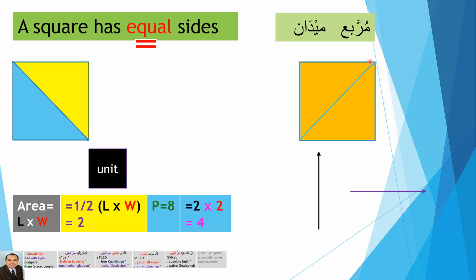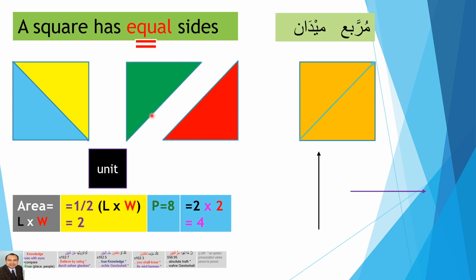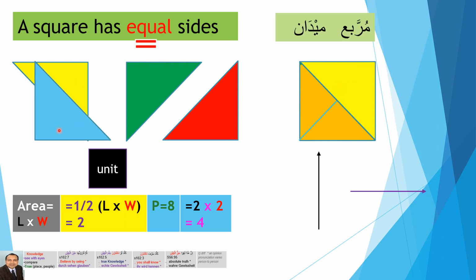So fold along this line. This square will give 2 parts, 2 triangles. Fold along this line, join this corner with this, then you will get these 2 parts. So this part has been moved here, below one here, so it fits.